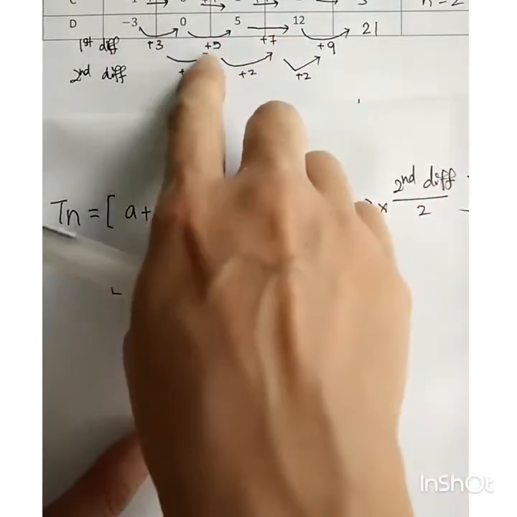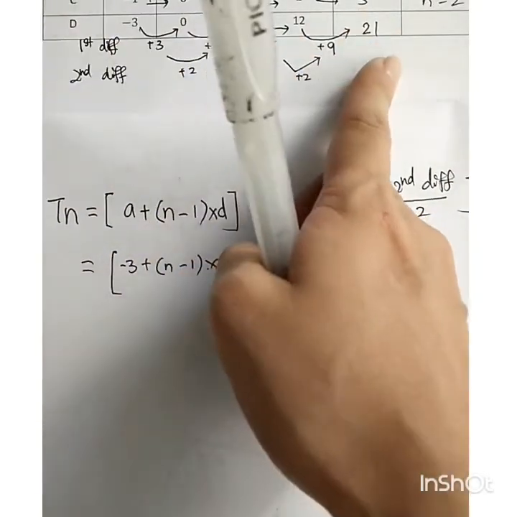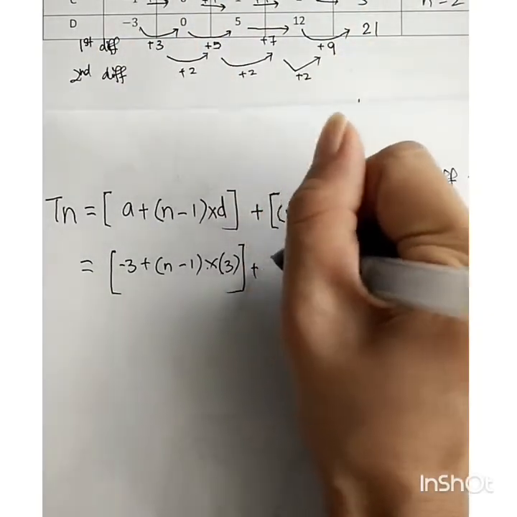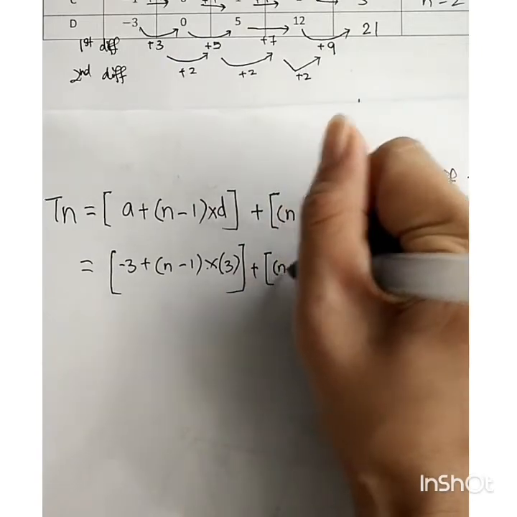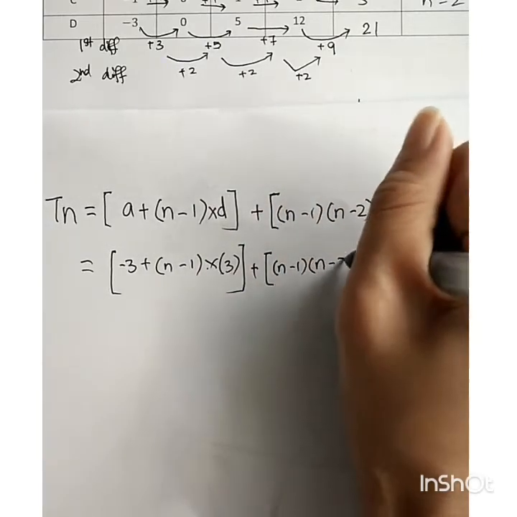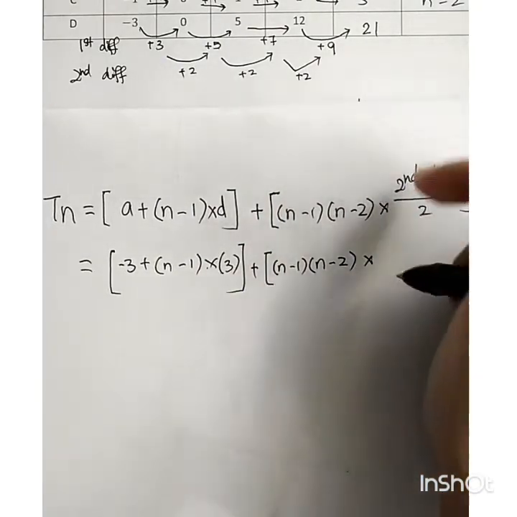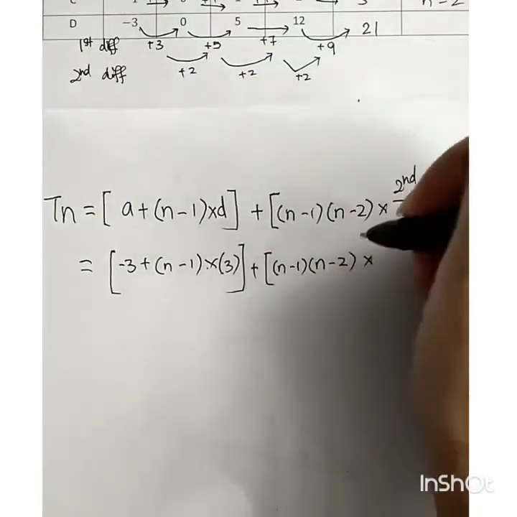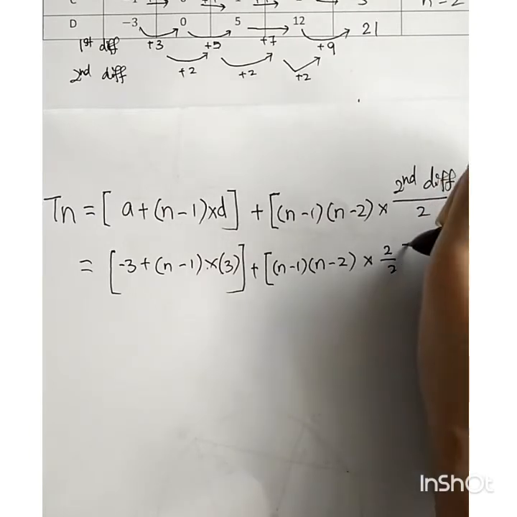We're not going to look at the second difference or third difference or fourth difference, but we always take the first difference in this formula. And then plus n minus 1 times n minus 2, times the second difference. The second differences are all 2, 2, 2, so just put down the 2 and then divide by 2.